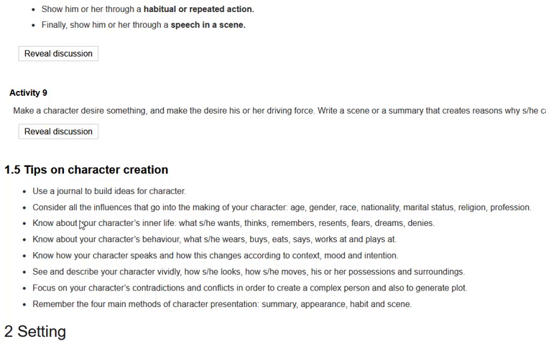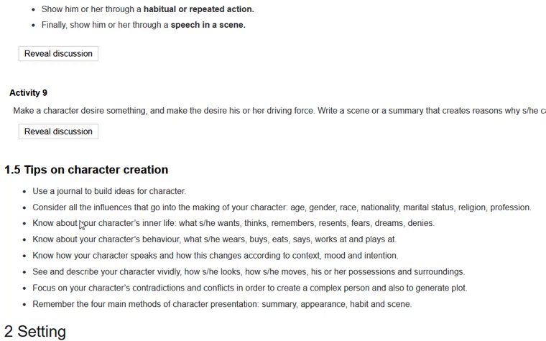Know about your character's inner life: what she wants, thinks, remembers, resents, fears, dreams, denies. Know about your character's behavior: what she wears, eats, buys, says, works at, and plays at. Know how your character speaks and how this changes according to context, mood, and intention. See and describe your character's contradictions and conflicts in order to create a complex person and also to generate plot.